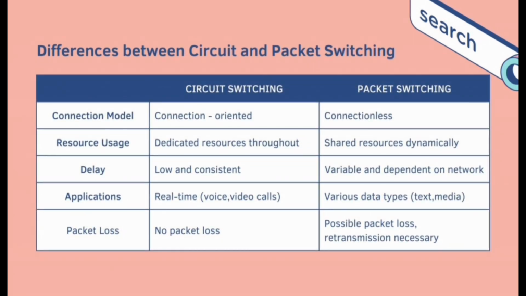Now, let us see the difference between circuit and packet switching. The main difference is that circuit switching networks are connection-oriented, while packet switching networks are connectionless. Next, for resource use: circuit switching dedicates network resources, such as bandwidth, exclusively to the established connection, even if no data is being transmitted. In contrast, packet switching allows resources to be shared dynamically, so multiple packets from different sources share the available network resources. Bandwidth is allocated dynamically as needed.